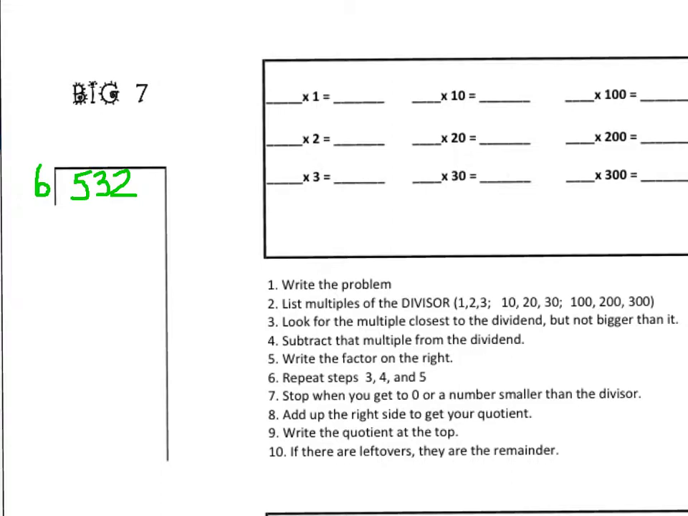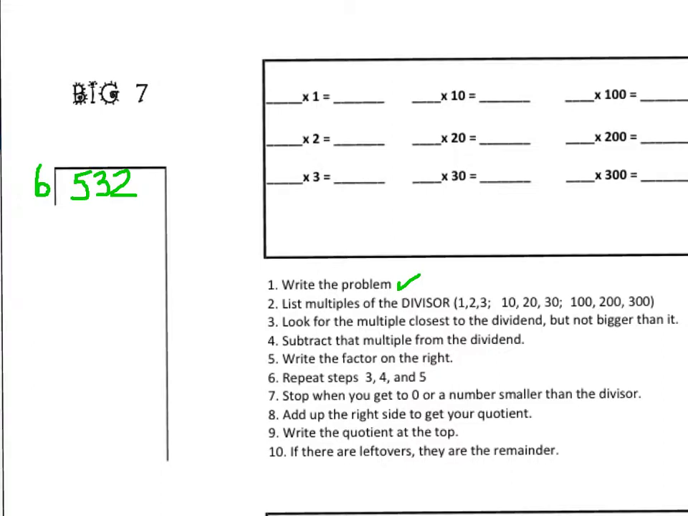10 steps that you see over here on the right. We're going to use the Big 7 method. Don't get too worried, it's a lot easier than it looks. All right, so the first thing we're going to do is write our problem. I've already done that for you. I've picked 532 divided by 6.